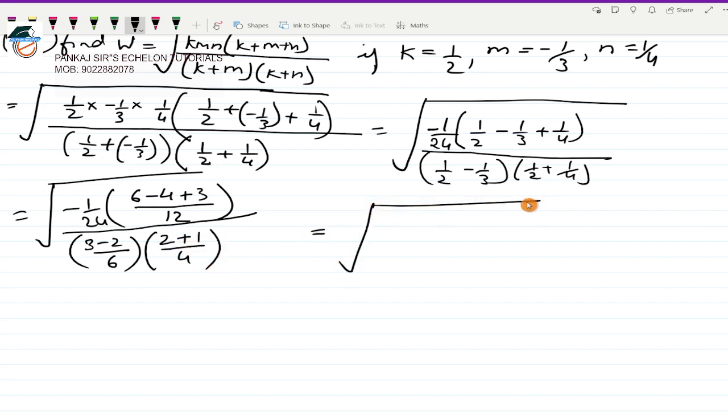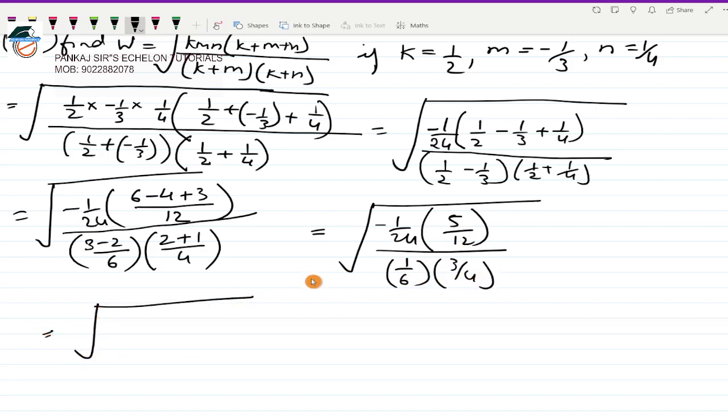This will work out to square root of minus 1 upon 24. In the bracket, 6 minus 4 is 2. 2 plus 3 is 5. So I'll write 5 upon 12. Divided by 3 minus 2 is 1 upon 6. And 2 plus 1 is 3 upon 4. So this should work out to square root of, now this is minus and this is plus. Plus into minus will be minus. And what will happen? Like nothing. So it will be 5 ones are 5 upon 24 into 12, right? And then you have a upon. Now this square root sign I'll have to make a bigger one.